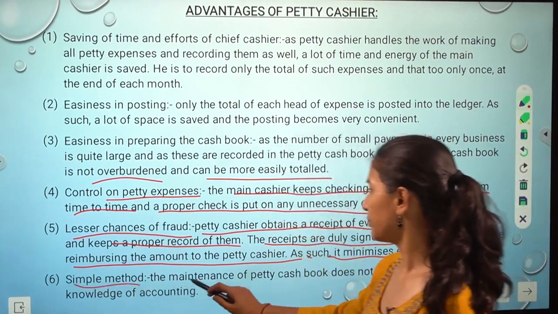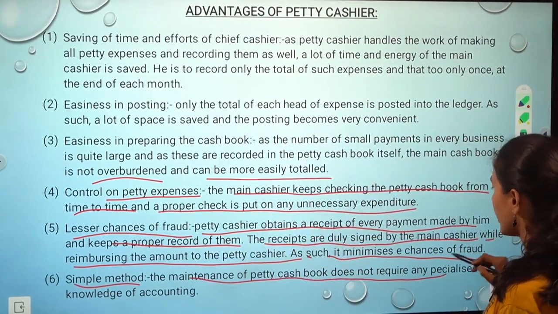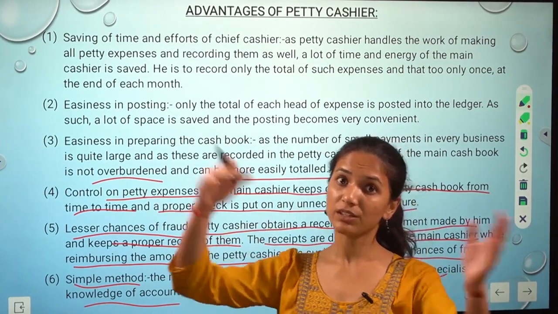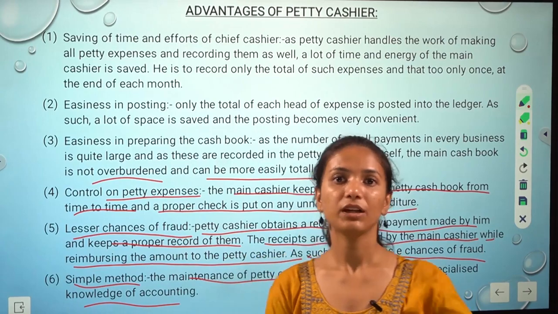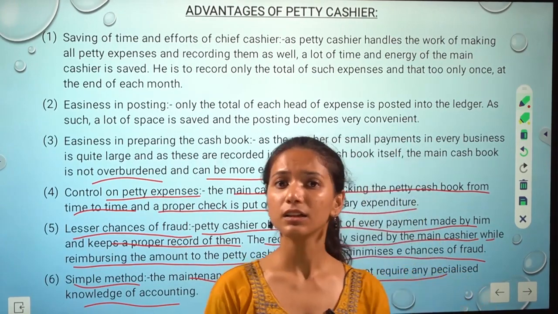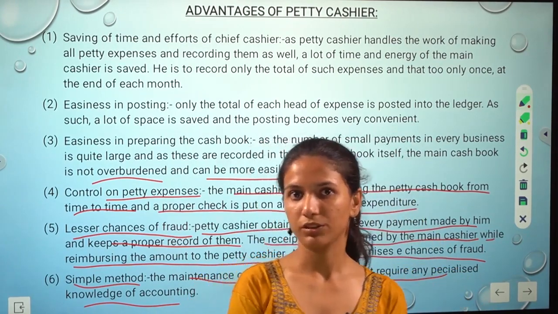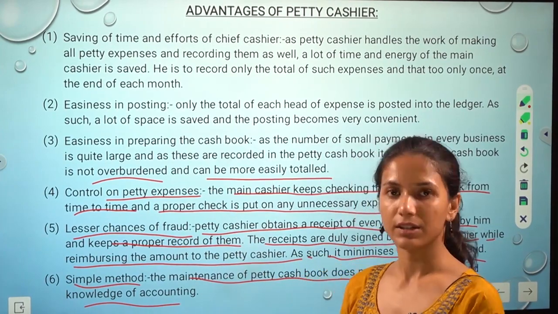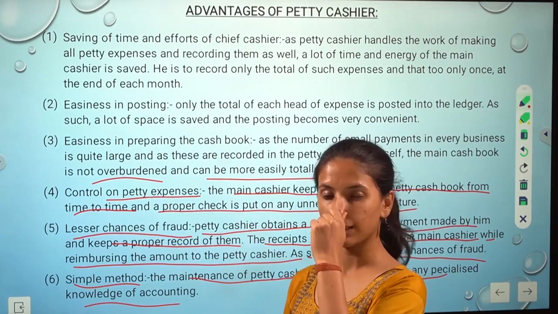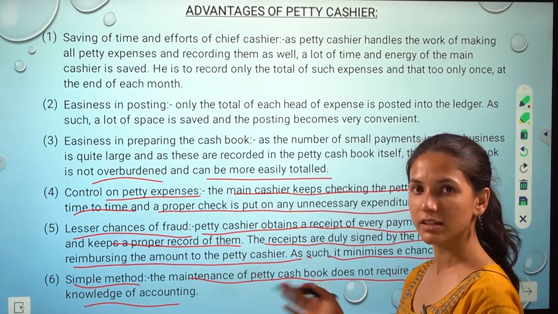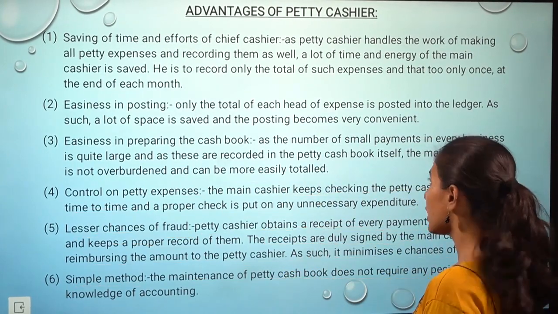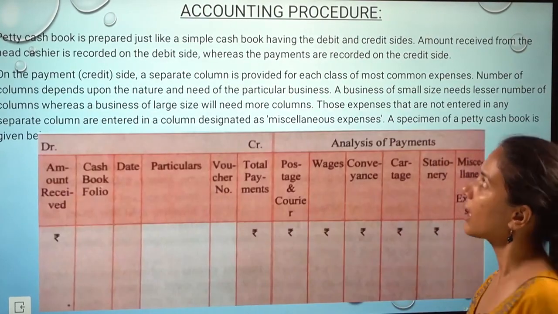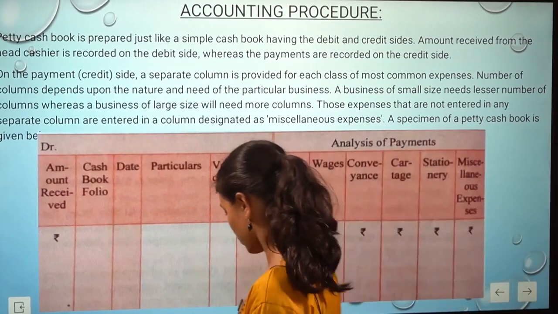Simple method: the maintenance of the petty cash book does not require any specialized knowledge of accounting. It does not require any specialized knowledge, like you have to debit, you have to credit; these things don't matter in the petty cash book. It is very easy to maintain. It can be maintained by any person who is less educated. So these are the advantages of the petty cash book. Now let's see the accounting procedure of the petty cash book.